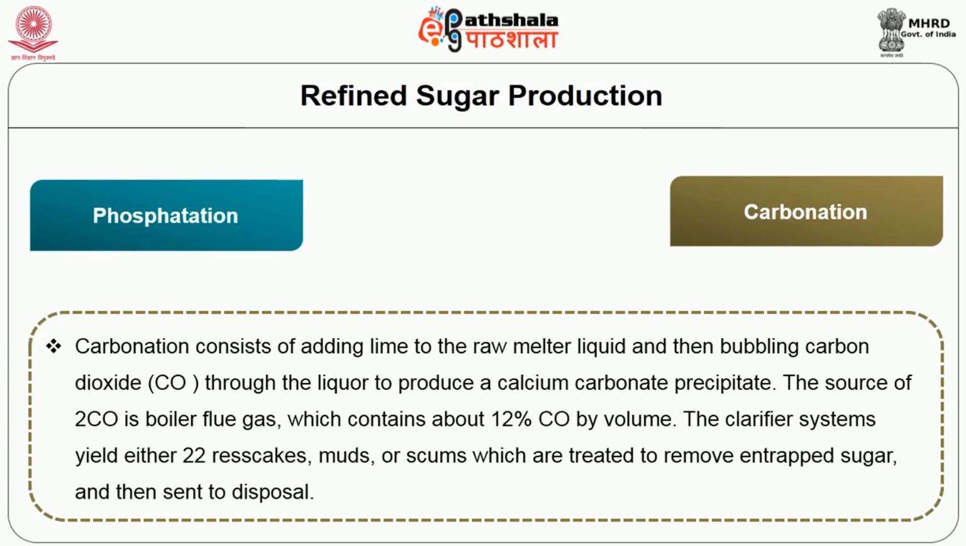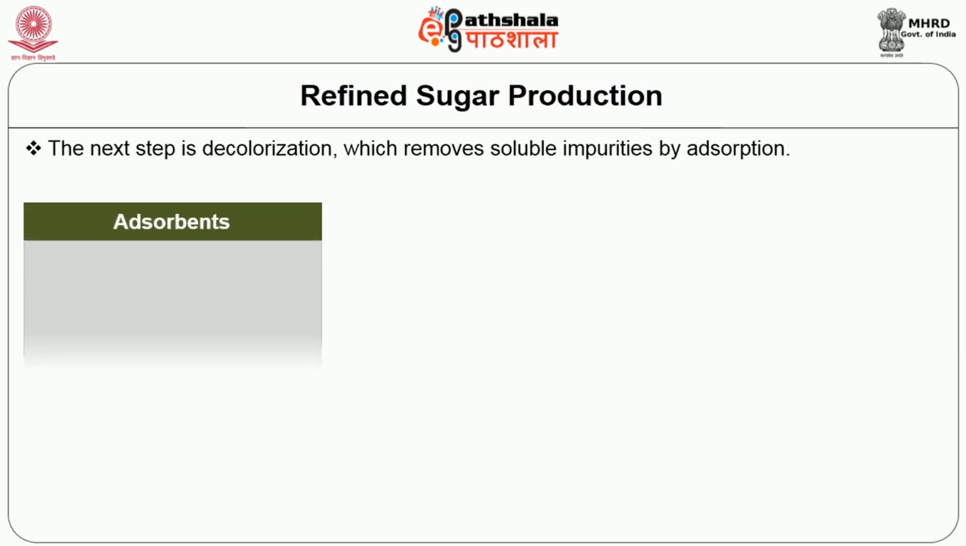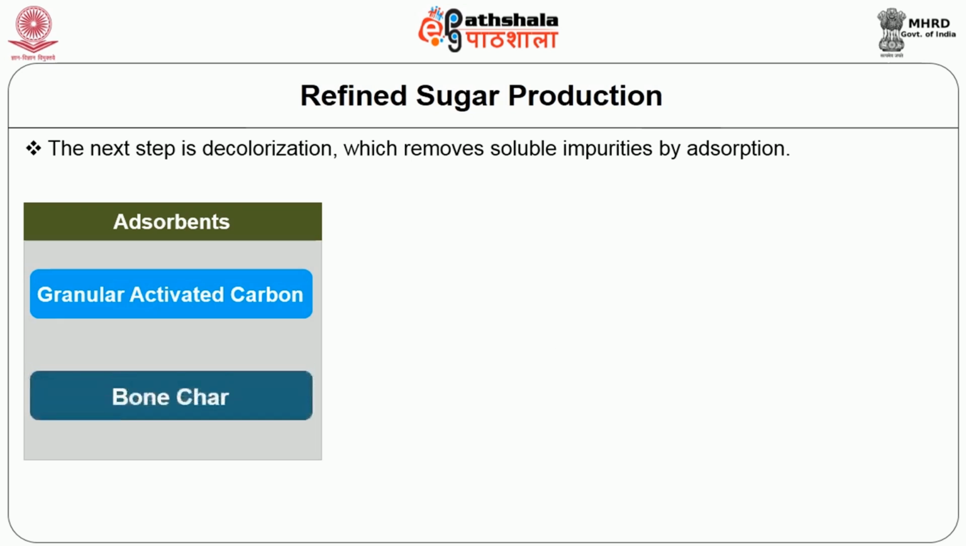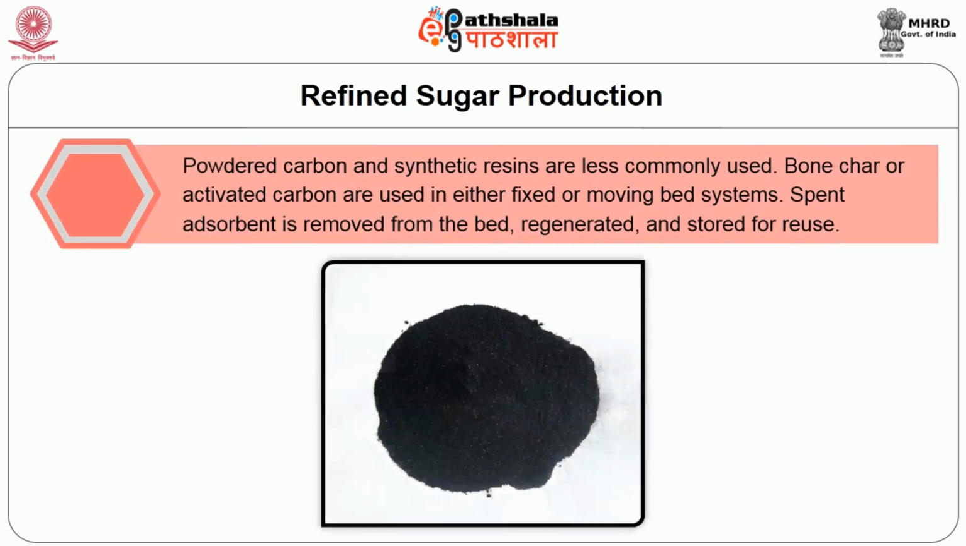The clarifier systems yield either press cake, muds or scums, which are treated to remove entrapped sugar and then sent to disposal. The next step is decolorization, which removes soluble impurities by absorption. The two most common absorbents are granular activated carbon and bone char, manufactured from degreased cattle bones. Powdered carbon and synthetic resins are less commonly used. Bone char or activated carbon are used in either fixed or moving bed systems. Spent absorbent is removed from the bed, regenerated and stored for reuse.